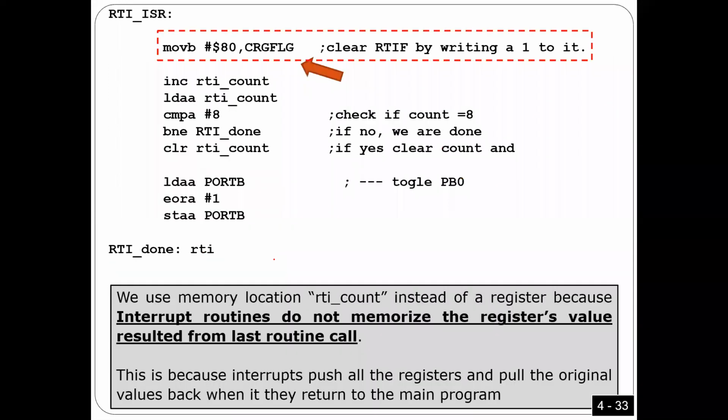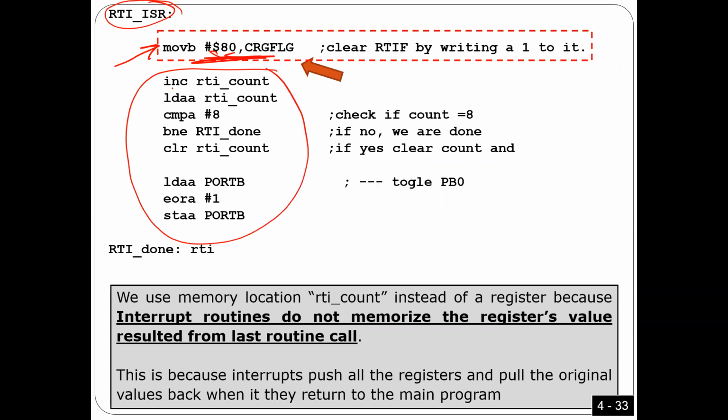Now let's see. This is the subroutine. As I told you, you always have to write this one in the beginning of the subroutine in order to clear the flag bit. Okay, and this is my program here. Look at what I did here, guys. Increment a counter. So I have a counter here. Every interrupt, I'm going to increment the counter, and then I'm going to compare the counter to 8. And if it is not 8, I'm done.